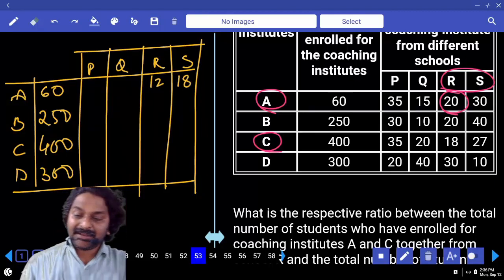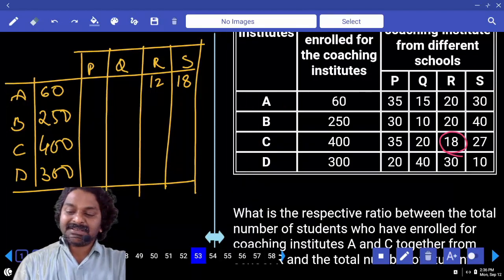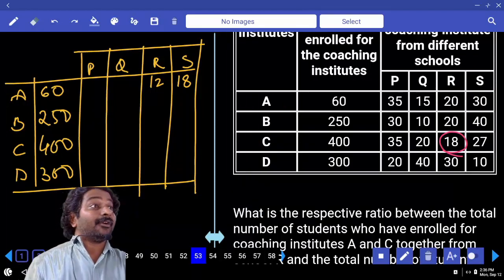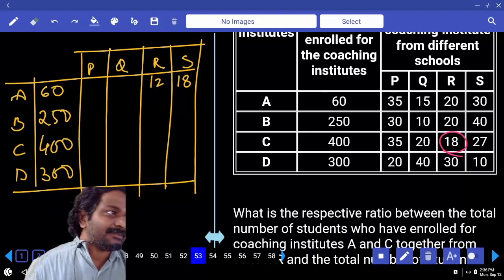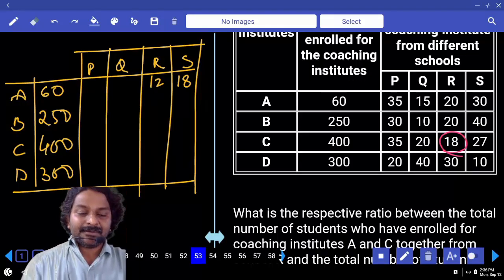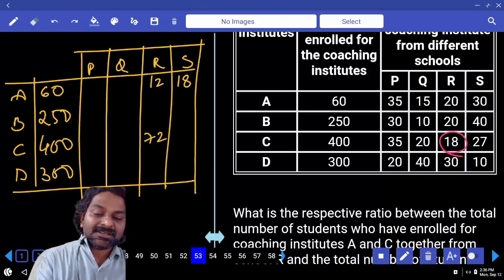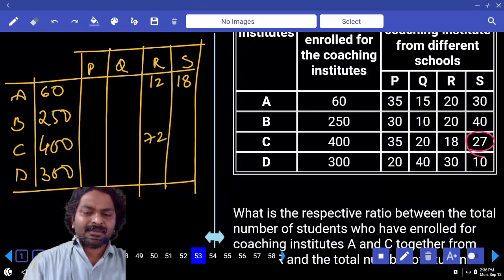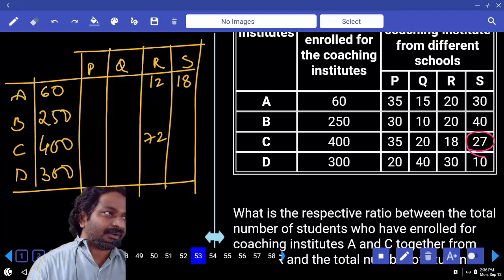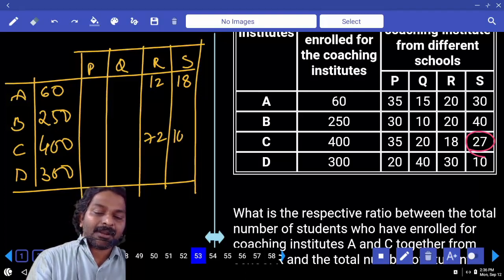That means 18. Next, C: 18% of 400, or 400% of 18, correct? 400% in the sense 4 times only, 4 times of 18. That means 72. 27 four times: double 27 is 54, double 54 is 108.